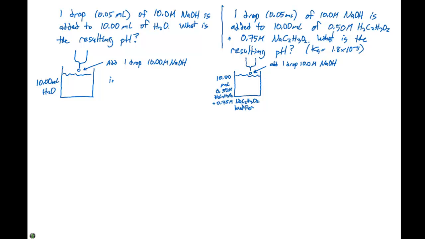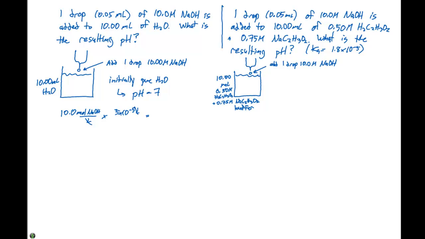So initially, we have pure water. That means we're going to start with a pH equal to 7. And now we're going to add one drop of our NaOH solution. So we have 10.0 moles of NaOH per liter of solution. We are adding one drop, which is 0.05 milliliters, which is going to be 5 times 10 to the minus 5 liters.